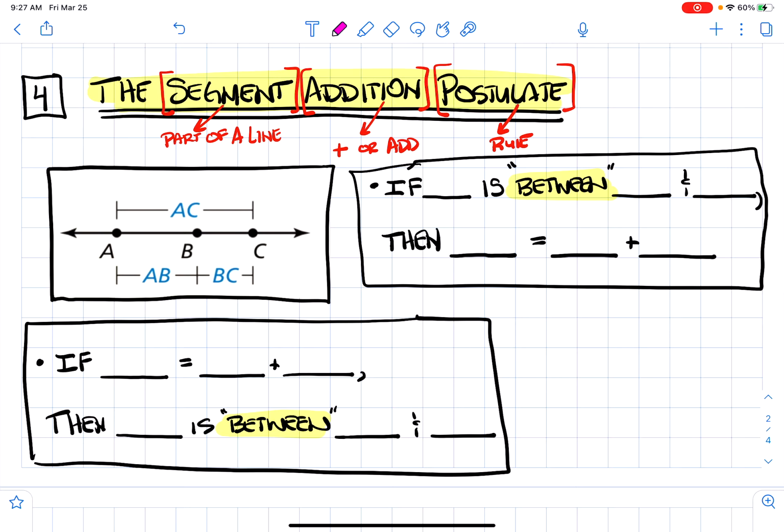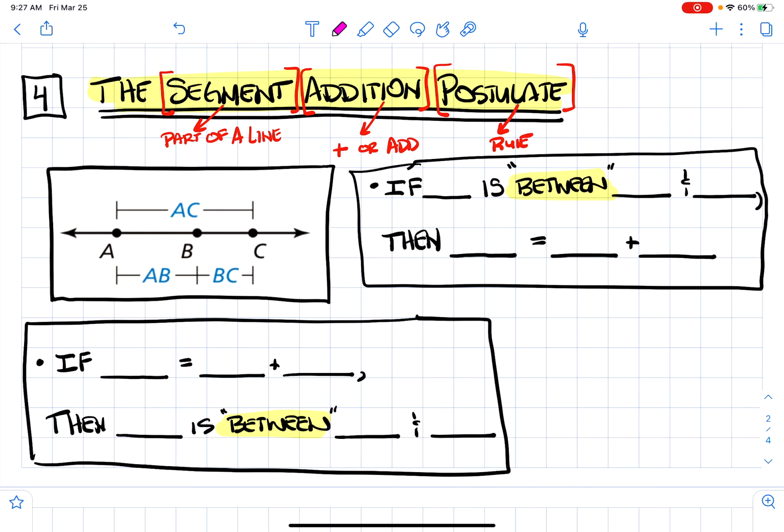Okay, box number 4 is something called the segment addition postulate. So let's talk about these words, right? Segment, we already know. Segment just means part of a line. Addition, you're very familiar with that word. That just means to add or sum together. Postulate is a rule. So segment addition postulate means a rule that we can add parts of lines. Okay, no problem. Let's dive into what it means a little bit more formally here.